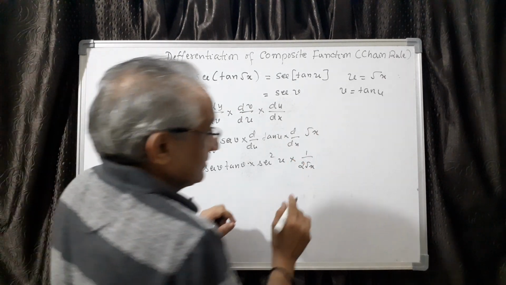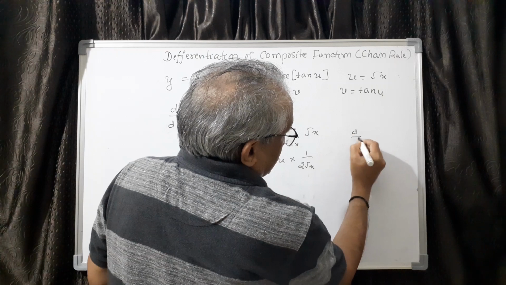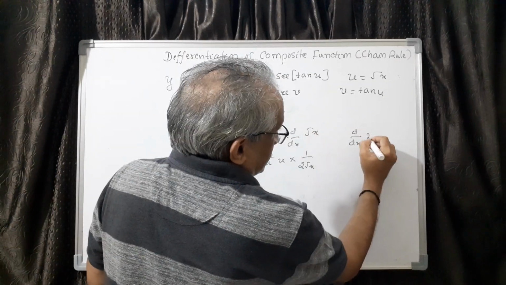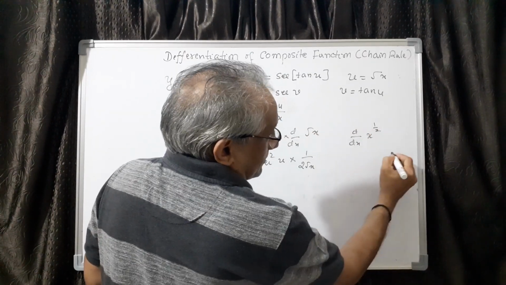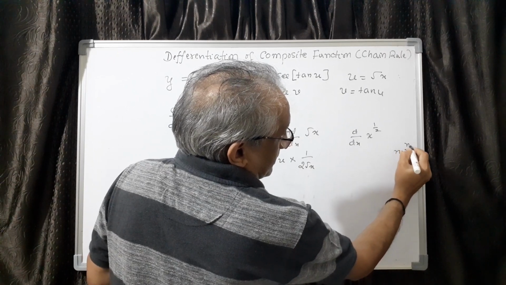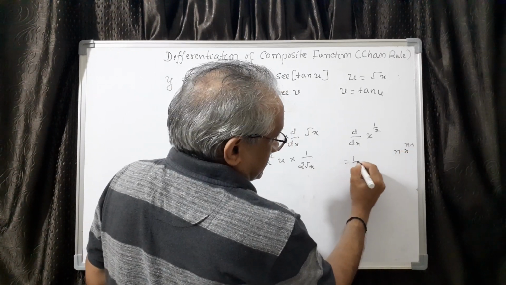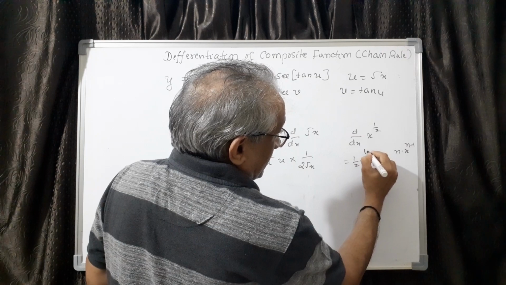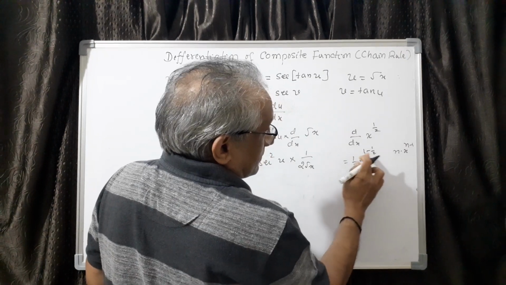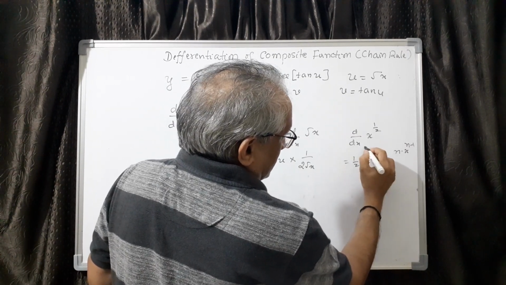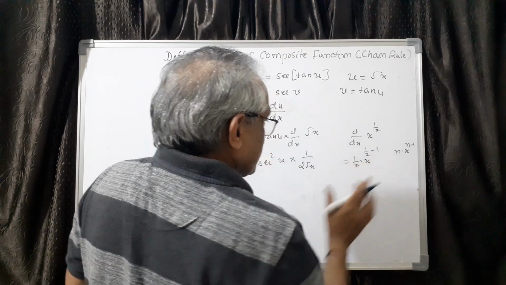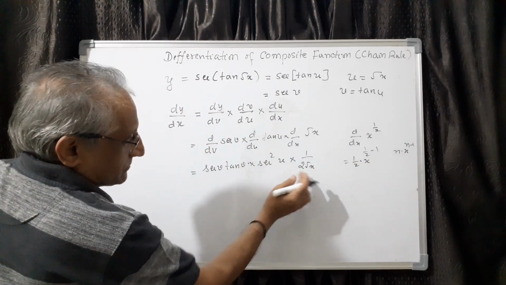If you have confusion, please note here d by dx of root x can be written as x power half. Then you have to use the formula n into x power n minus 1 formula. So this is half into x power 1 minus half. So n minus half minus 1. Then of course you have to simplify, you get this one.